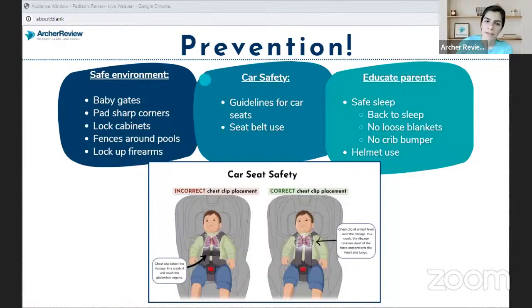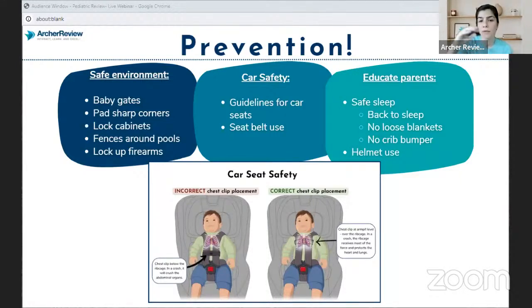Also car safety. So car safety, the CDC does make general recommendations, but car safety guidelines and laws are specific to state. So you have to know the laws of your state, but in general, the guidelines have moved away from recommending age categories and they're more focused on weight and height for the car seat.